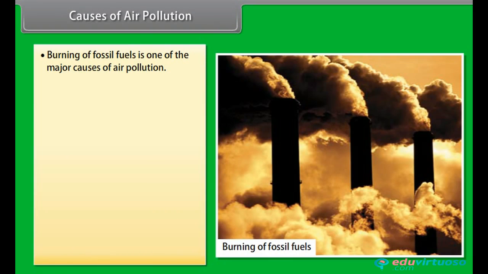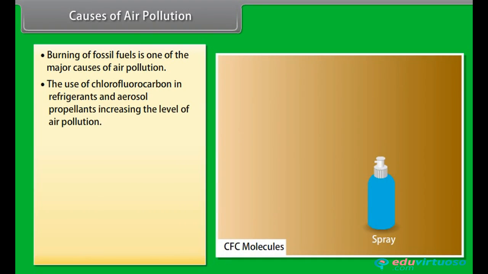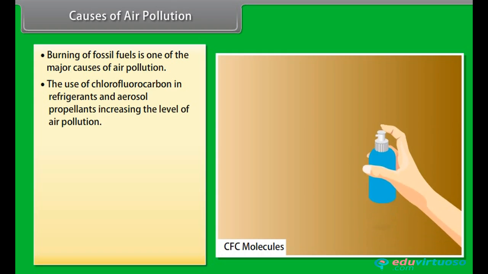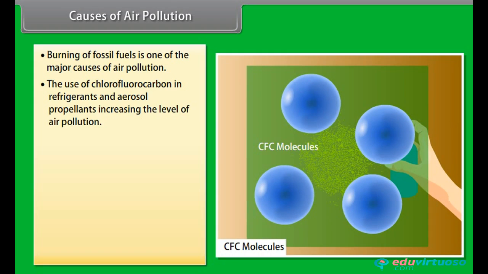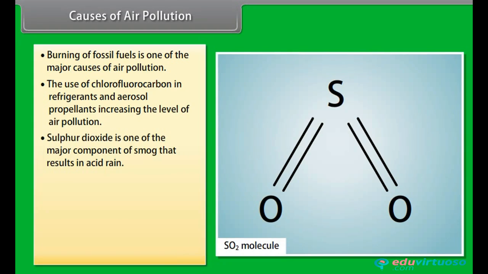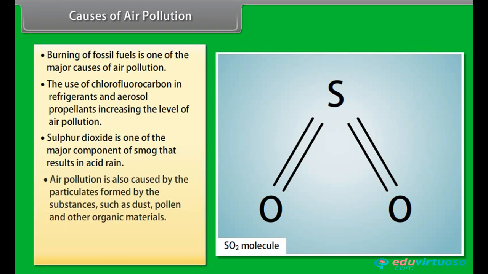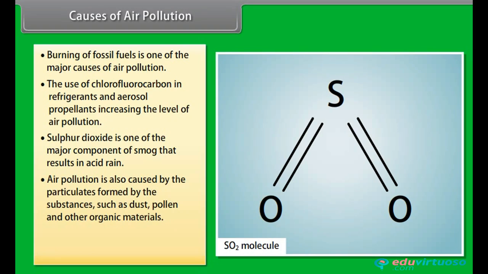Causes of air pollution. Burning of fossil fuels is one of the major causes of air pollution. The use of chlorofluorocarbon in refrigerants and aerosol propellants increases the level of air pollution. Sulfur dioxide is one of the major components of smog that results in acid rain. Air pollution is also caused by particulates formed by substances such as dust, pollen and other organic materials. Increased road traffic also increases the level of air pollution.